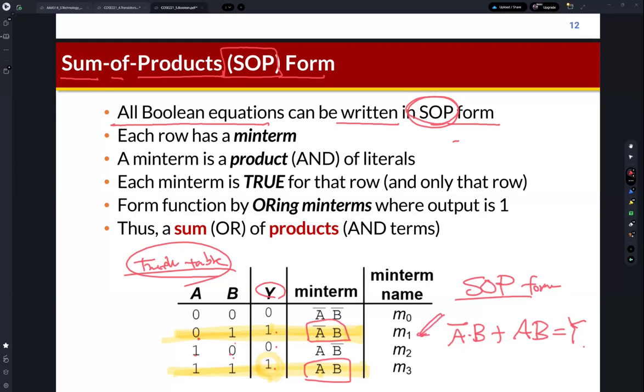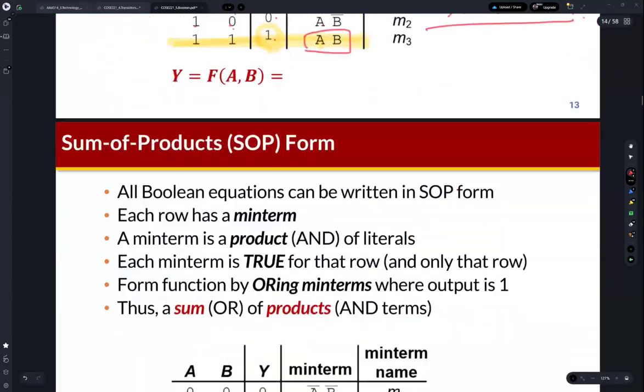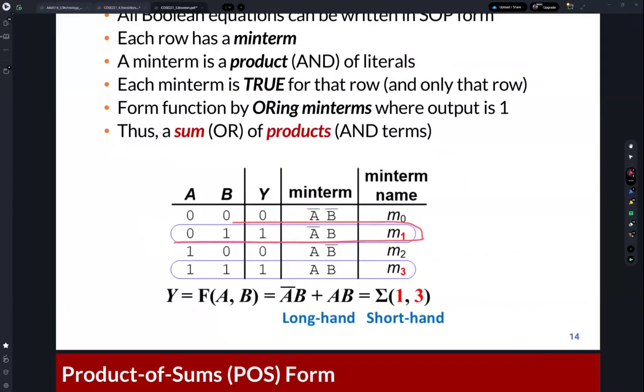So by analyzing a truth table and combining min terms that make the output 1, we can make a Boolean equation of this function, this logic. Understand? We can just combine this row and this row, and we can also use the min term numbers here, 1 and 3. But actually we just combine the Boolean equation like this.